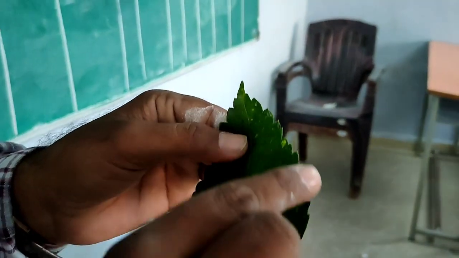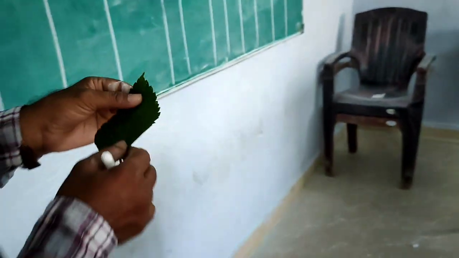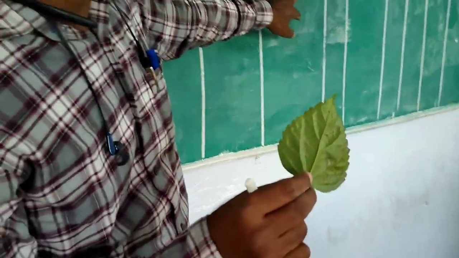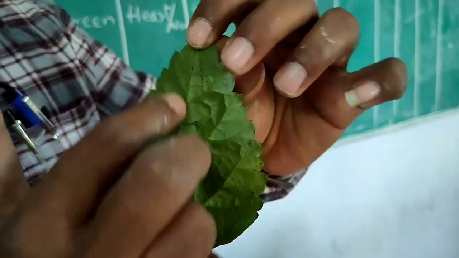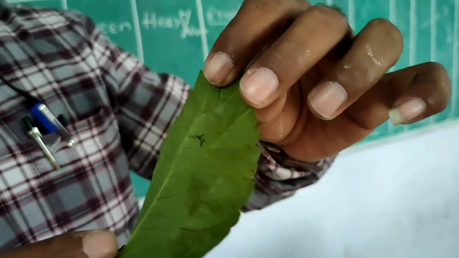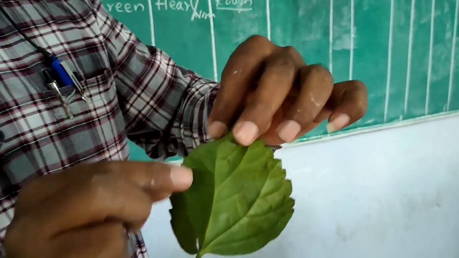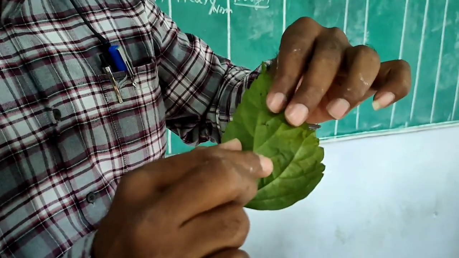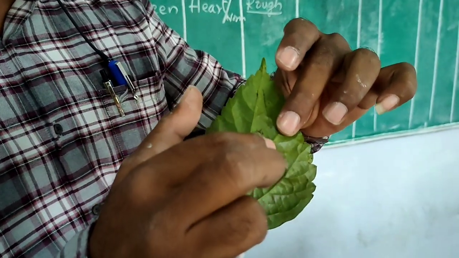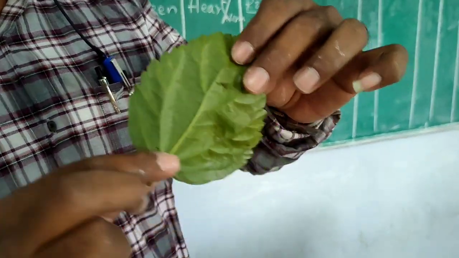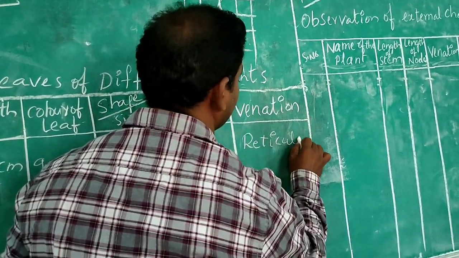This is the marginal area of the leaf. And what is the venation? So you see here, I hope you see very clearly. It has reticulate venation. How can you say reticulate venation? Because the veins are arranged web-like or net-like all over the lamina. That's why it is called reticulate venation.